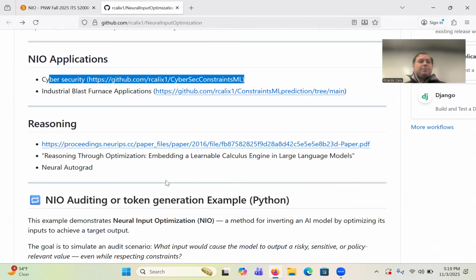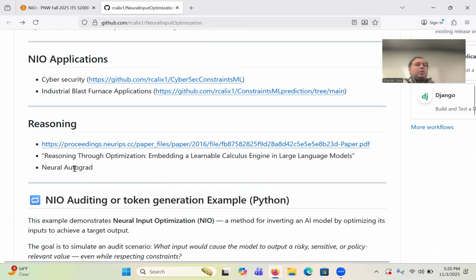But this is one thing I want you to understand: it's touching on the fact that we can deploy it on ONNX. It's not a problem of whether it works, but a problem of implementation currently. So what does NIO require? It requires AutoGrad. What is AutoGrad? We will see this in a week or two.